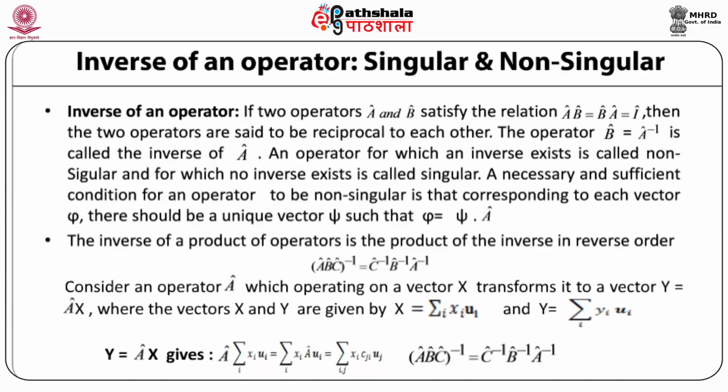Mathematically, this can be written as: the product of operators A, B and C within brackets, whole inverse, is equal to the inverse of operator C into the inverse of operator B into the inverse of operator A, or is equal to the product of the inverse of operator C, operator B and operator A.